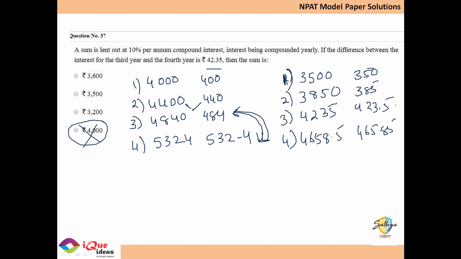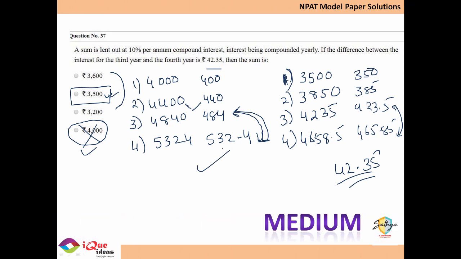465.85. Now if you take the difference between the interest of the third and fourth year, it works out to be 42.35, right? So option 3,500 is the best one, right? I took 4,000 because it was the most round figure, and then 3,500 because it was again giving me a round figure, right? If this did not work, I would have to check with the other two. So options might be a better way to work out this problem, since it will be a medium level problem.